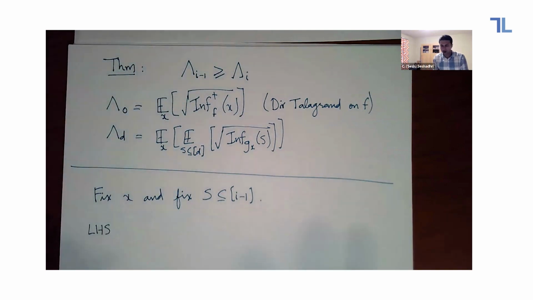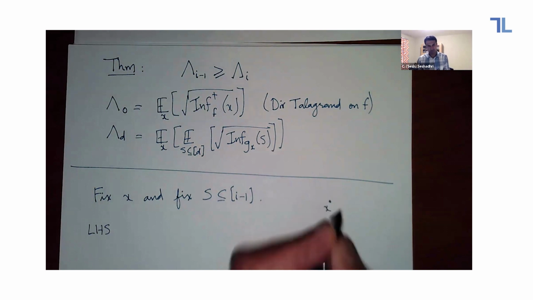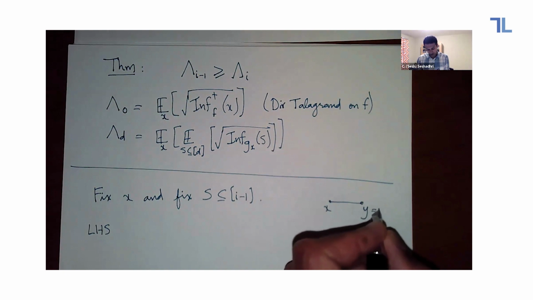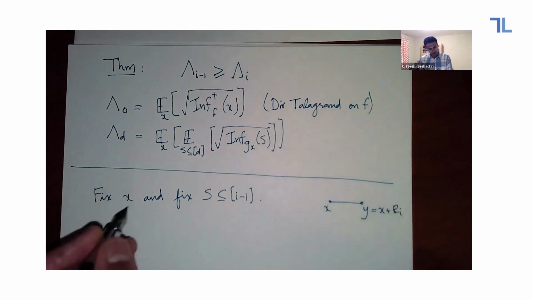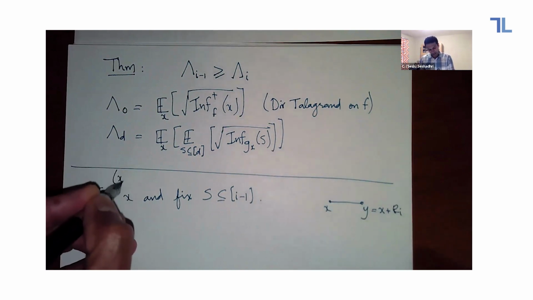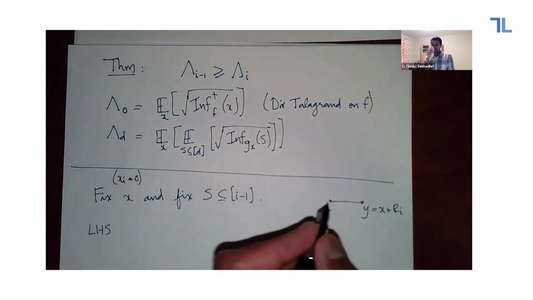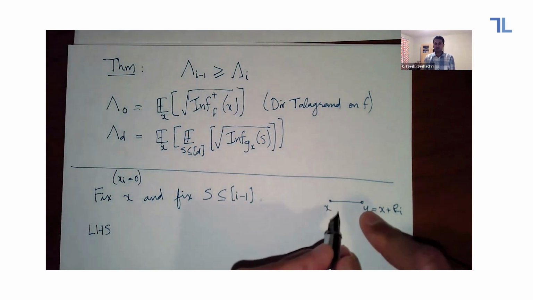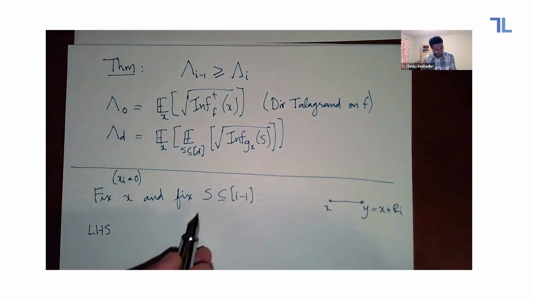Let me write what I have in the LHS. I'm going to draw a few things, so please bear with me. This is x. Now let me look at y, which is just x plus the ith coordinate, technically x plus e_i. Let's say x such that x_i is equal to 0, so the ith coordinate is 0. I look at x and then I flip the ith bit to get y. I'm going to track the terms for x and y together for a given S, and this is going to be important.